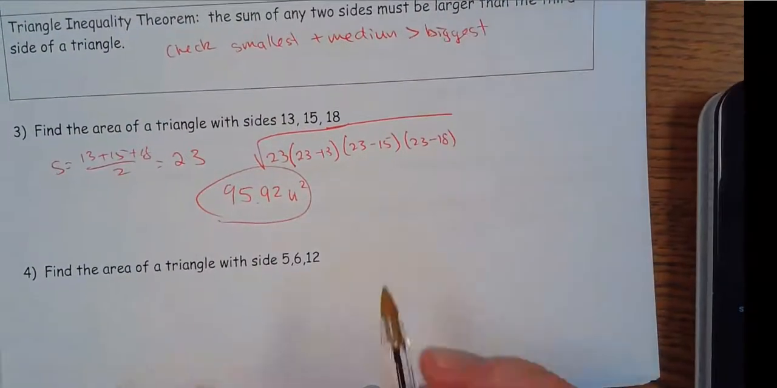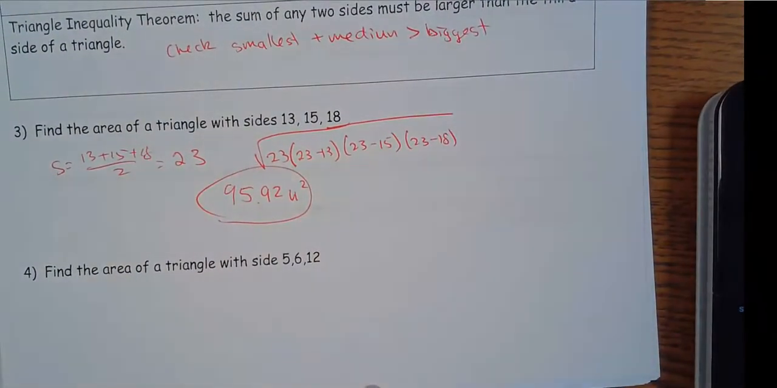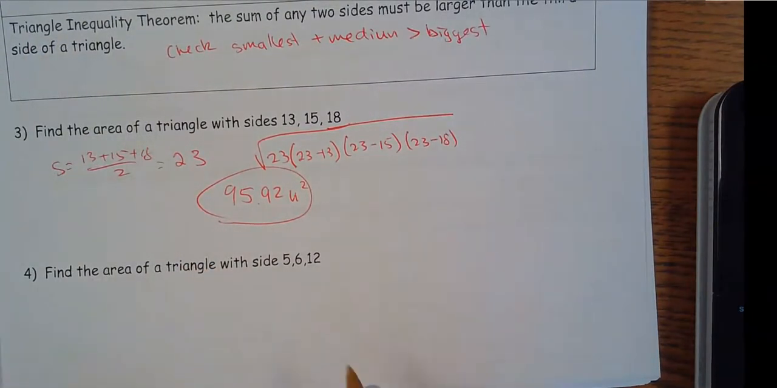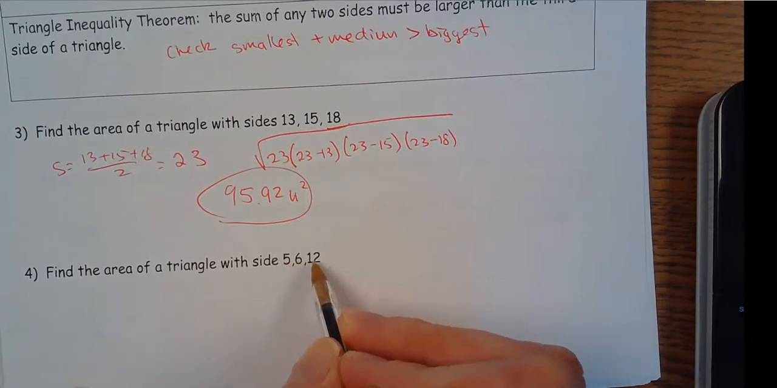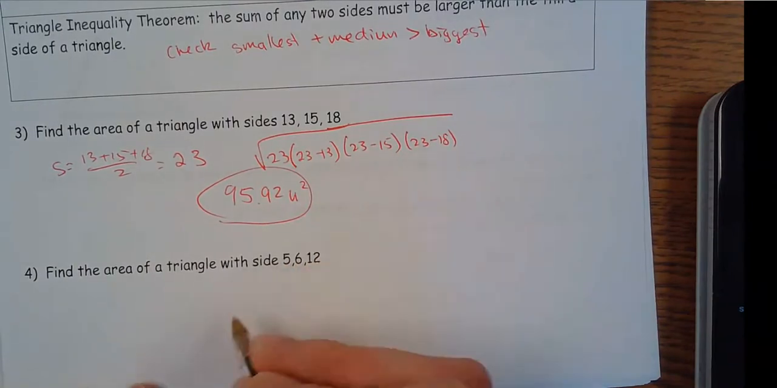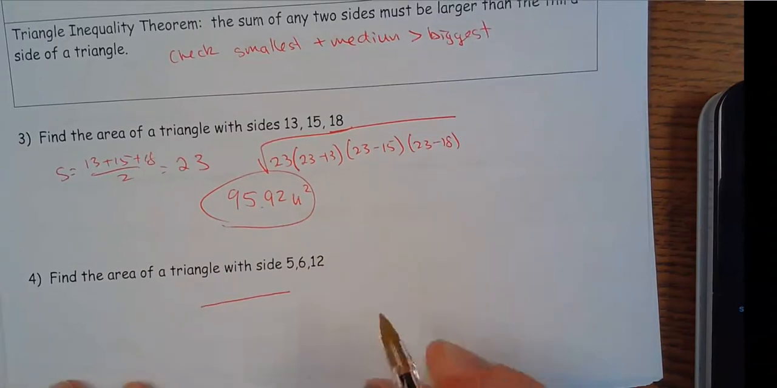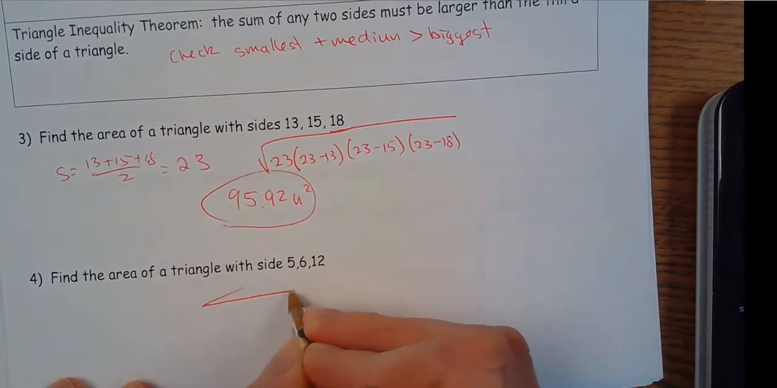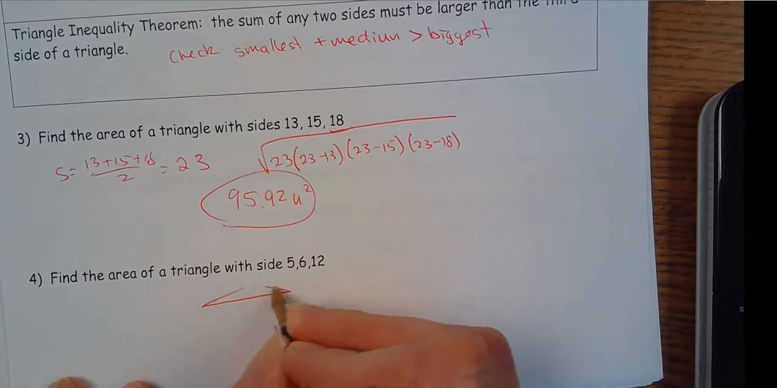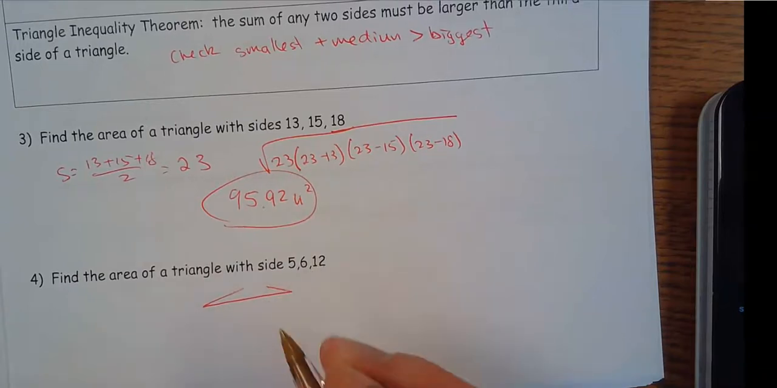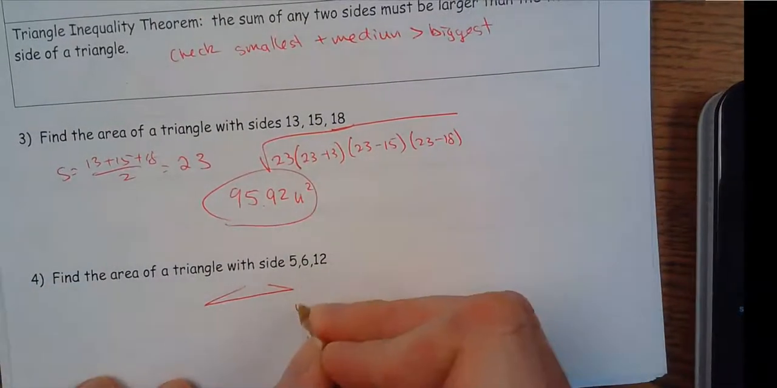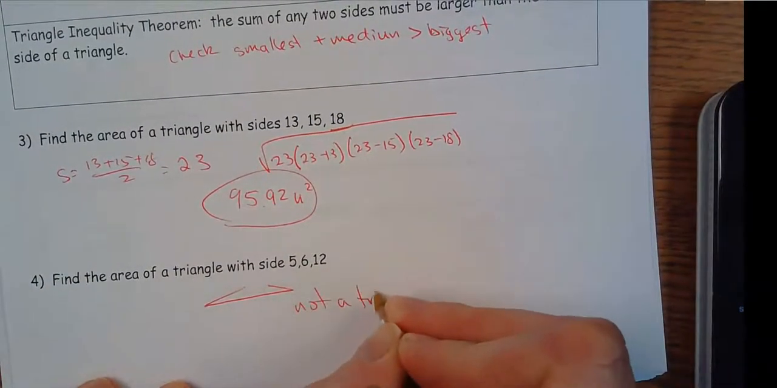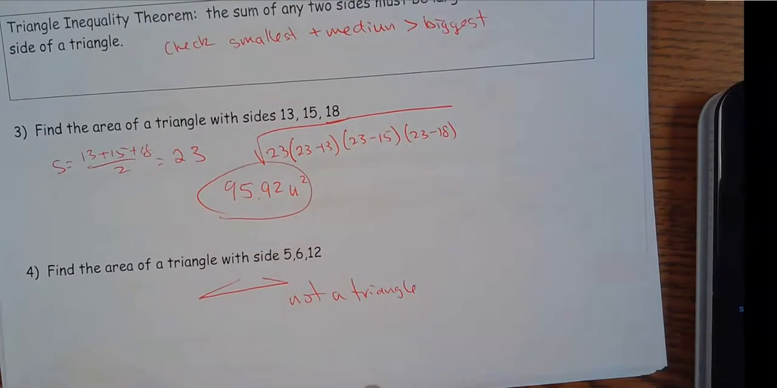It says I got 5, 6, and 12. Now you could just jump right in and try to find the area, but first make sure it's a triangle. So if I put these two here, the two smallest, 5 plus 6 is 11, that's not bigger than 12. So what happens is you have this big length here, and you got these two sides that combined aren't even as long as the third side, so it never closes up. It never comes together and makes an arch. So this one's not a triangle. Can't do it. So nothing to worry about there.